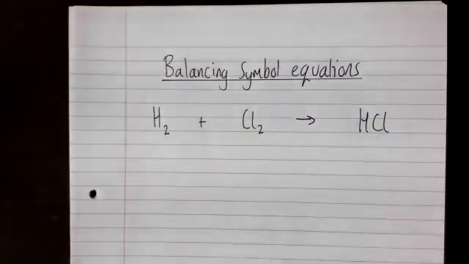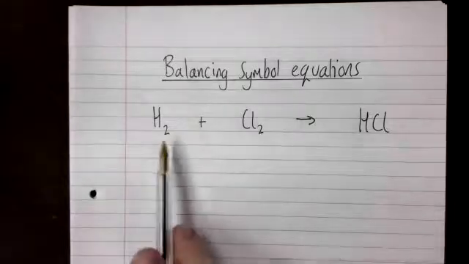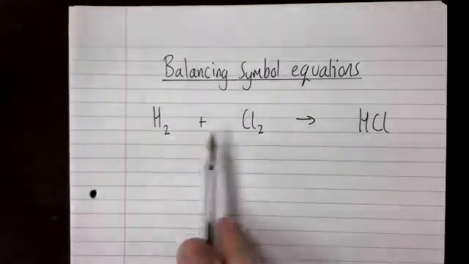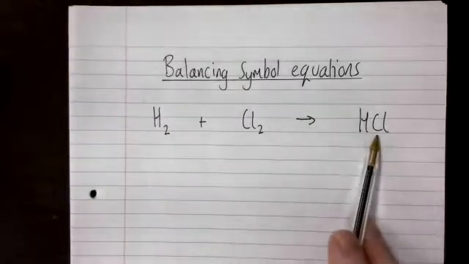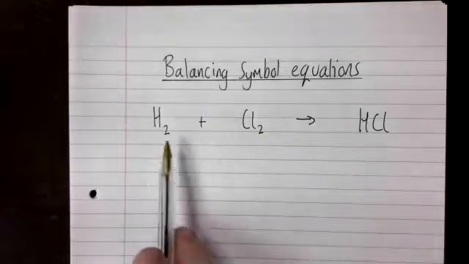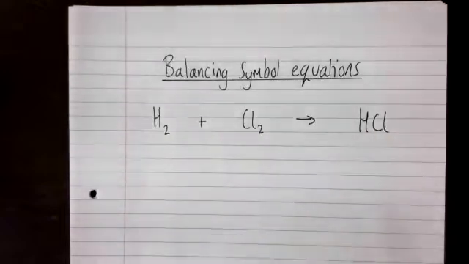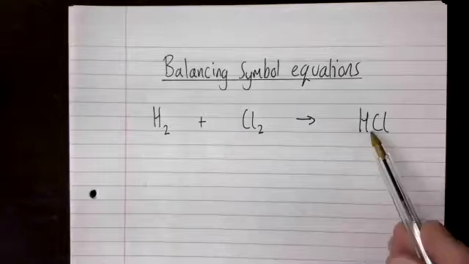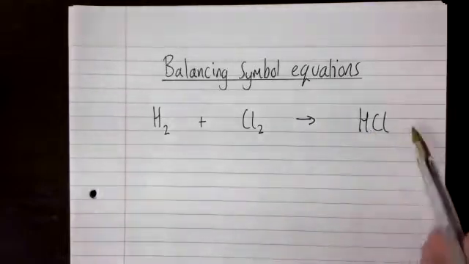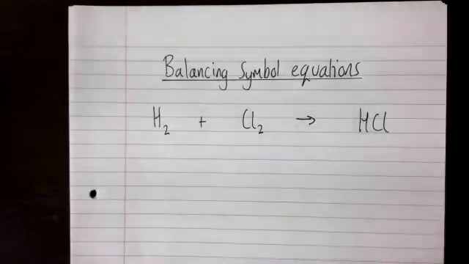This video is just to explain how I balance symbol equations. So the first thing, we have a reaction, H2 plus Cl2 produces HCl. First thing to note is that these are the chemical formulas of these substances and we cannot change them. So we can't suddenly start putting H2Cl2. HCl is what is produced, okay?